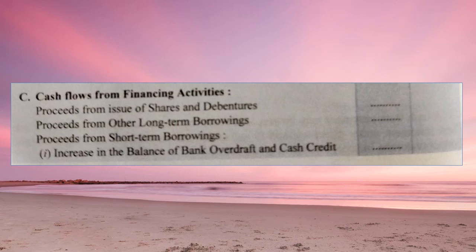C number, cash flows from financing activities. Issue of shares and debentures, money came in, plus. Proceeds from other long term borrowings, you are getting money, and when you are getting money, money will be added. It is done. Proceeds from short term borrowings, and these are the types of short term borrowings: bank overdraft and cash credit. If more loan is taken, money will be added. If the amount is paid, it means outflow of cash. Outflow of cash will be subtracted, but here there is no outflow, there is only inflow of cash.